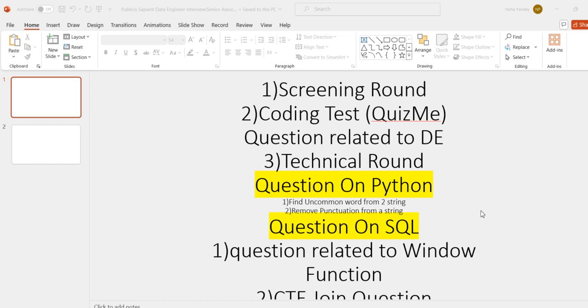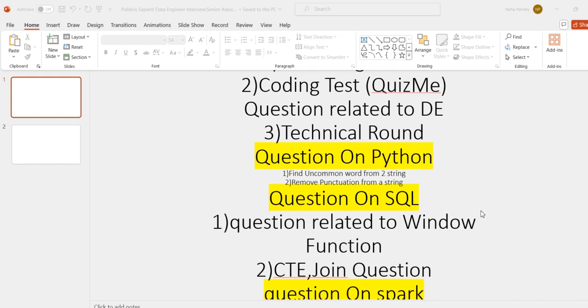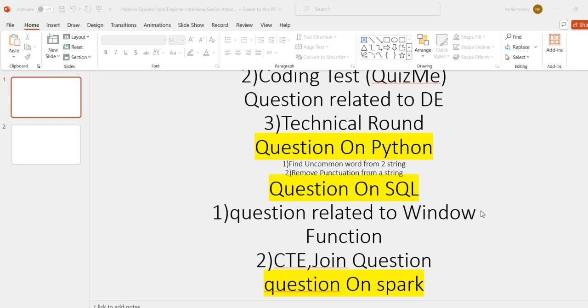Then they came to questions on SQL. They asked for knowledge about SQL. They asked some basic questions related to ER diagram, and they asked me to write a window function. With group by, they asked me to write department-wise second highest salary, like that. Then they gave me a common table expression question, to write a common table expression. Then they asked questions related to join operations, and some constraint related questions also.